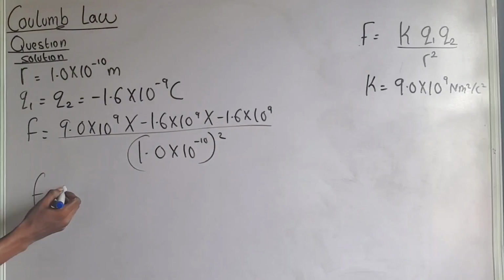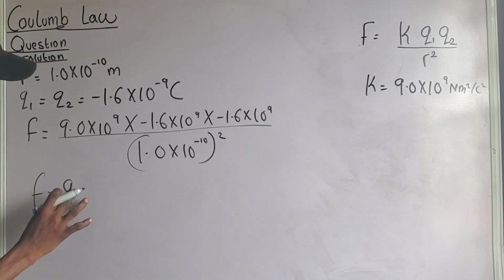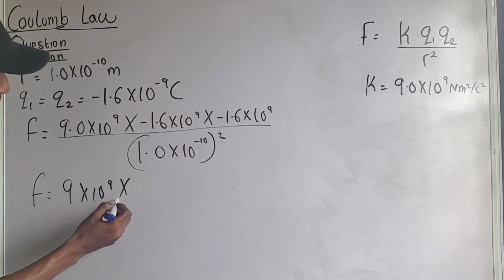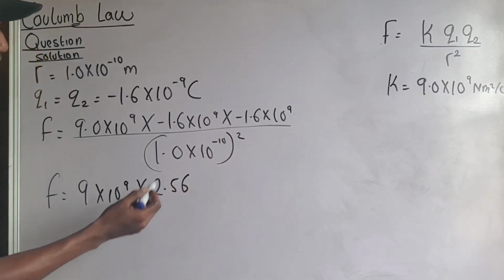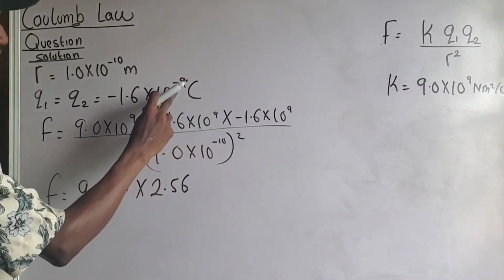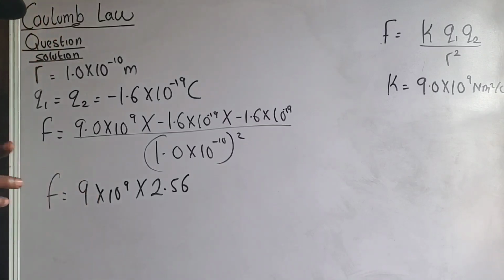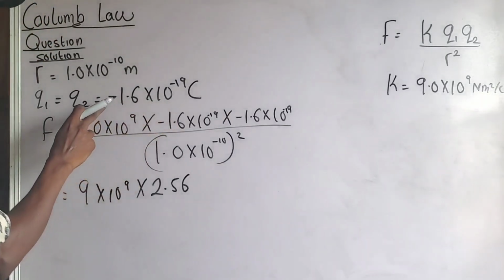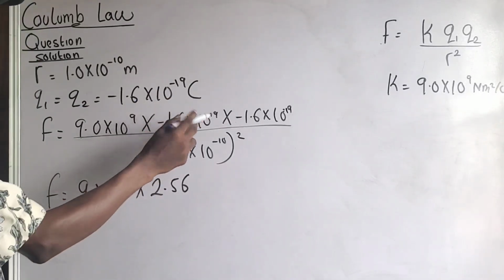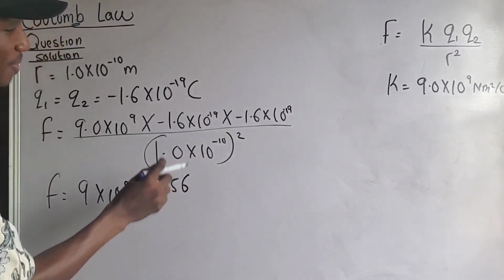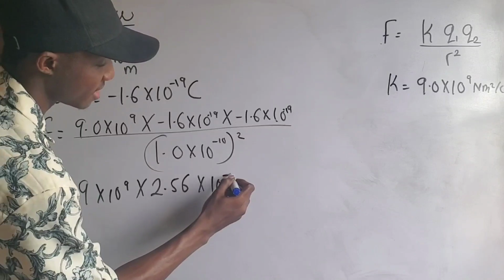You understand? So I'm going to have 9.0, or 9 times 10 raised to the power of 9, multiplied by negative 1.6 times negative 1.6, that is 2.56. Okay, then 10 raised to the power of, oh sorry, this should be negative 19. Okay, there is a mistake. Elementary charge is 1.6 times 10 raised to the power negative 19, so I forgot to put the negative 19, so include it. Now 10 raised to the power negative 19 times 10 raised to the power negative 19, that is what? 10 raised to the power of negative 38.